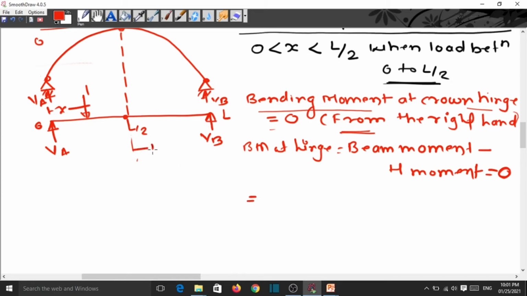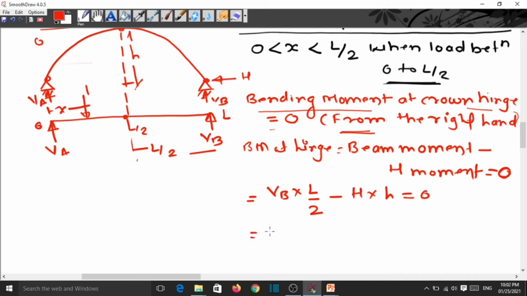The beam moment from the right side: this distance is L by 2, so VB into L by 2 is the beam moment. Now the H moment is what? This is the H, and here this height is h. So H into h is the H moment. So VB into L by 2 minus H into h is equal to 0.